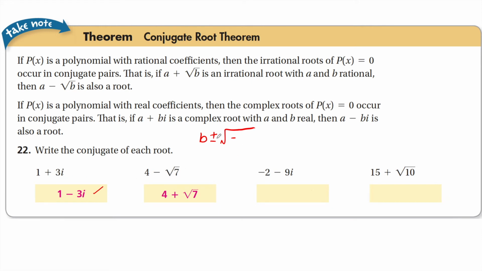Well, if we don't have the square root of a negative number and we're using a square root symbol, or a root symbol, in this case, it's still going to be plus or minus. So we have a negative 2 minus the 9i. The negative 2 stays the same, and the 9i will be changed from a negative to a positive. And then we have a 15 plus the square root of 10, which means that the other root must be the 15 minus the square root of 10.